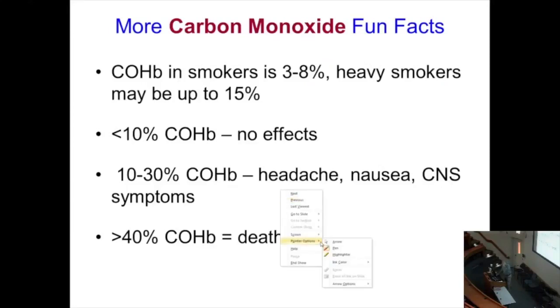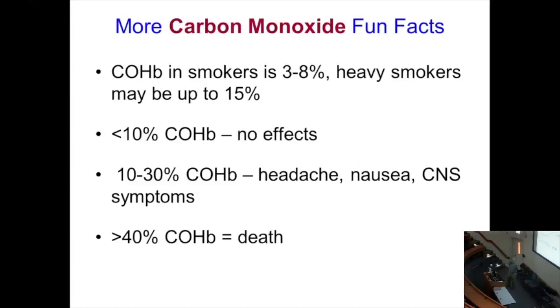Carbon monoxide is a product of incomplete combustion. Cigarettes are little devices in which you can produce incomplete combustion and then inhale the carbon monoxide directly into your lungs. Smokers have 3 to 8% carboxyhemoglobin. Heavy smokers may have up to 15% carboxyhemoglobin.